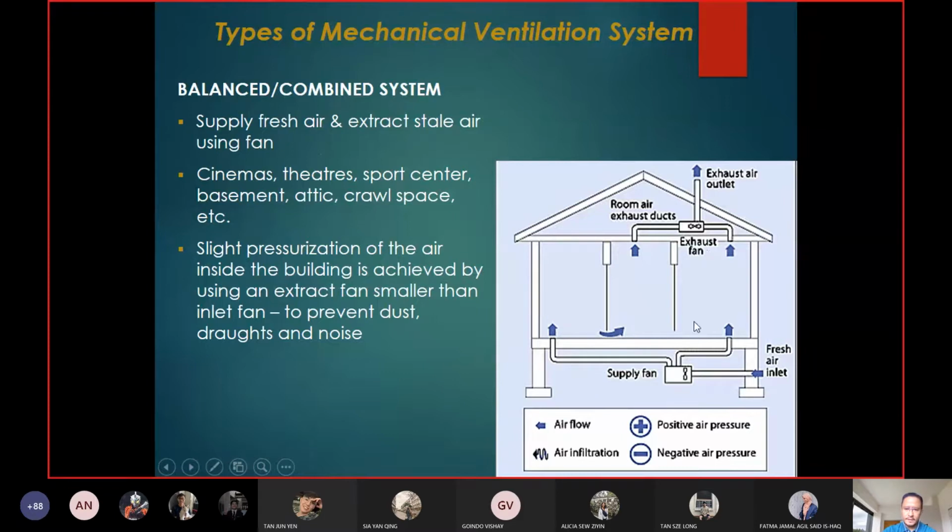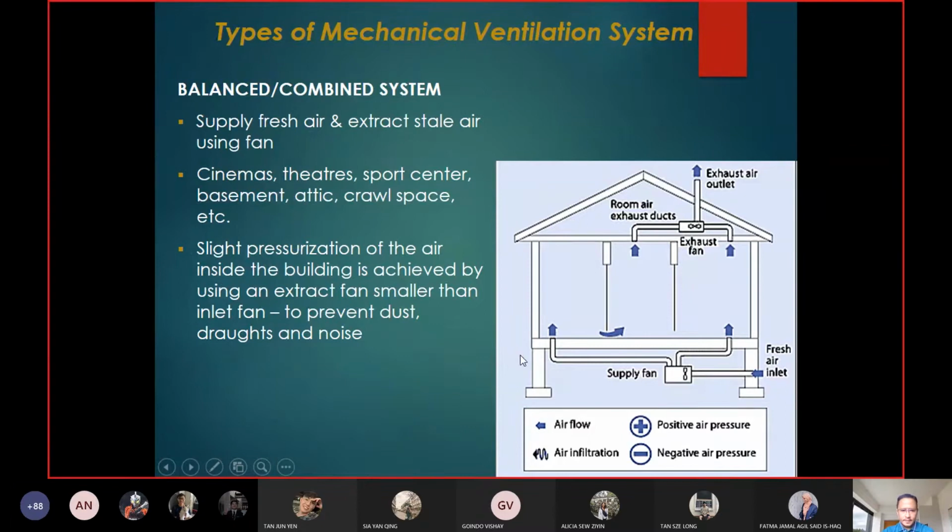So both use fans, right? Basically, fresh air doesn't come in through openings, but gets into the building through the fan because of the suction of the fan. So it is normally used in a very enclosed space where you cannot provide openings at all. Normally in cinemas, theaters, sports centers, basements, attics, crawl spaces, and so on, where you cannot provide openings for ventilation at all.